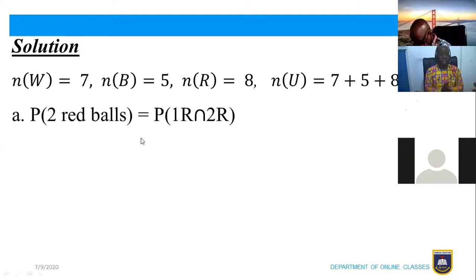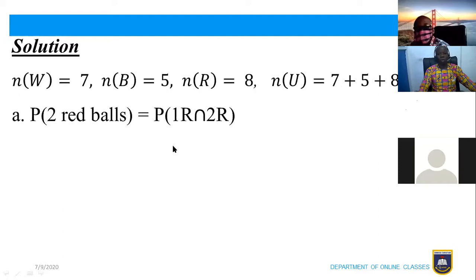We are to find the probability that the first two balls are red. So if the first two balls are red, then the probability of having two red balls will be equal to the probability that the first ball is red. So 1R there means the first ball is red. And the second ball is also red. That's the 2R. Probability that the first ball is red is represented by 1R, and the probability that the second ball is also red will be represented by 2R. Now, the intersection, we all know, is multiplication.